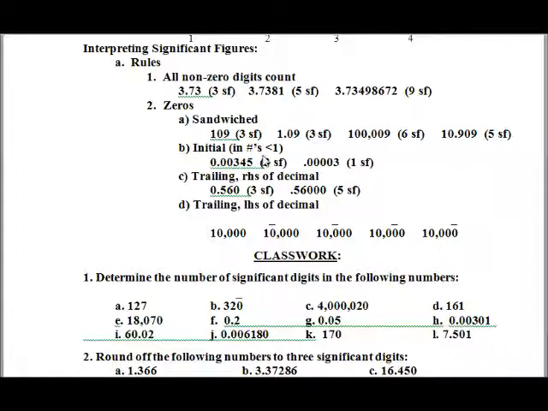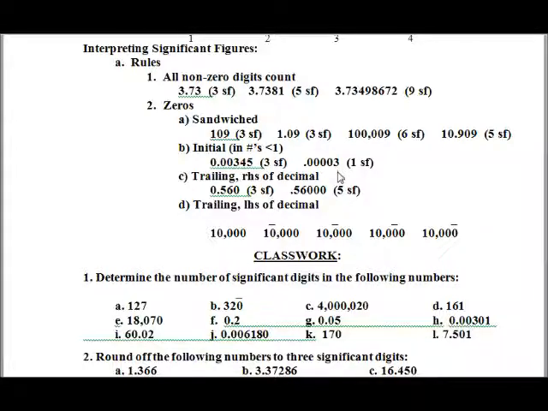Zeros that are the initial zeros in numbers that are less than 1 are not significant. 0.00, those zeros do not count. Only the digits after those do, 3, 4, and 5. In the second example, we have 4 zeros before the 3, but those are not significant. The only significant digit in this example is the 3, so there's 1 significant figure.